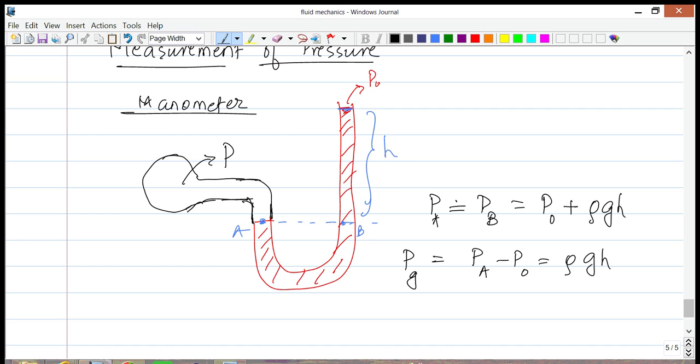Understand that if the unknown pressure on this side is greater than the atmospheric pressure, the height h will be above the level B. If it is less than the atmospheric pressure, then the height h will be below the level B, which we have to consider negative, and we can figure out whatever the pressure is. So if it's above B, the pressure is greater than atmosphere. If it is below B, then it is less. Okay, so this is the manometer.